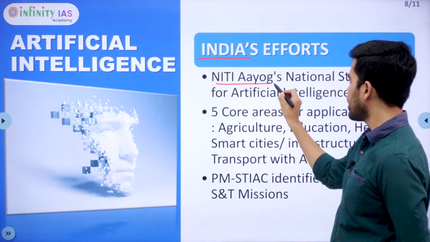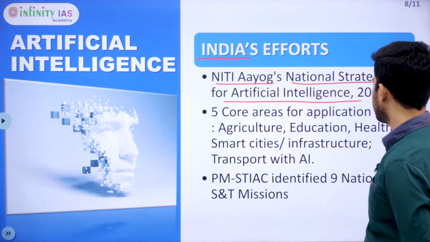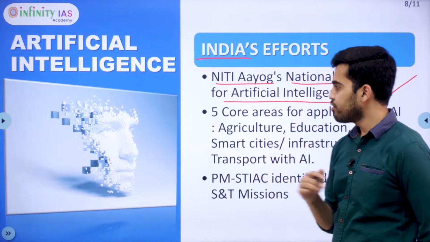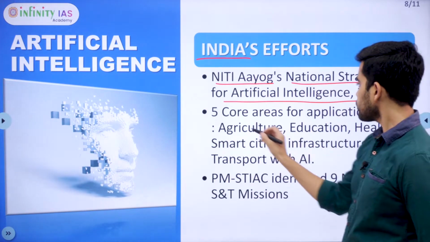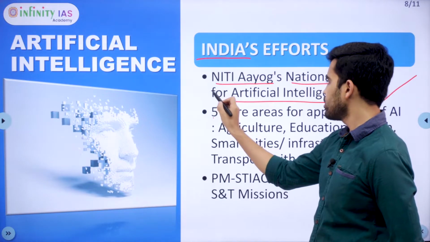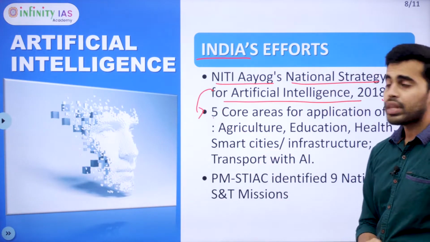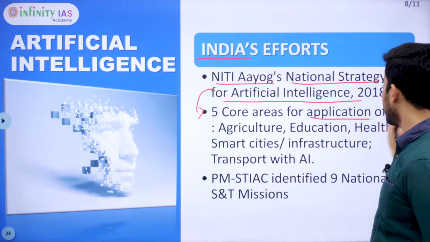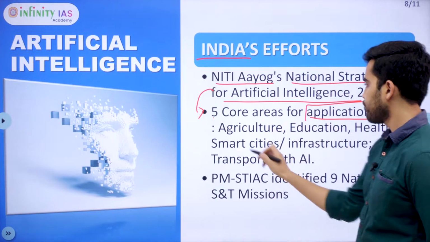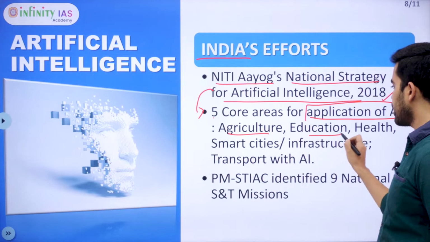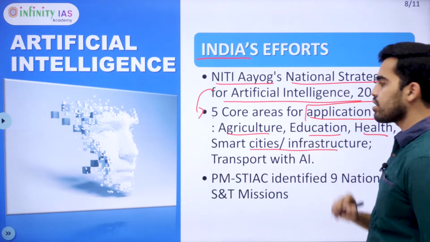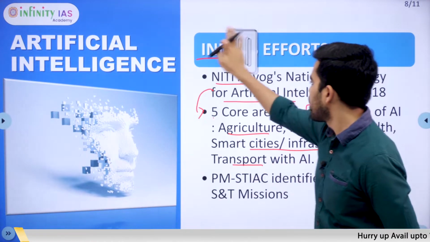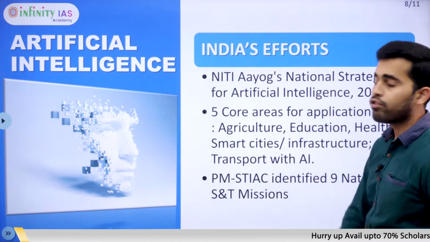There was NITI Aayog's National Strategy for Artificial Intelligence in 2018 to promote or encourage research in artificial intelligence. In this national strategy, there have been 5 core areas given by the government of India in which the application of AI is supposed to be encouraged: agriculture, education, health, smart cities or infrastructure, and transport. So we will see some examples where AI can be used in these 5 core areas.